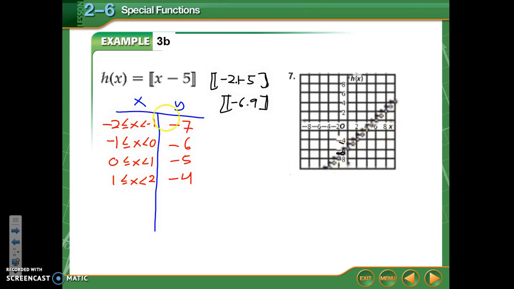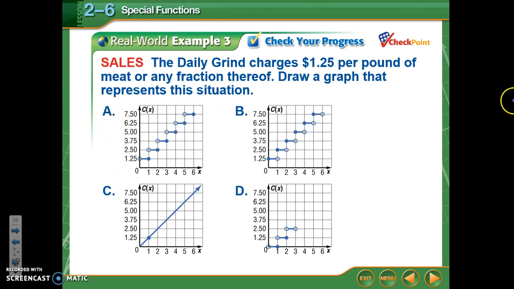Again, we'll practice this more in class tomorrow, but the key is that you recognize that this function is the greatest integer less than or equal to whatever's on the inside. So again, this domain is going to be all real numbers, and the range is only going to be integers. All you can get out for the y are integer values. Okay, here's one for you to try on your own. See if you can match which graph would go with this situation. All right, you should have answered A. My range is going to be multiples of $1.25.